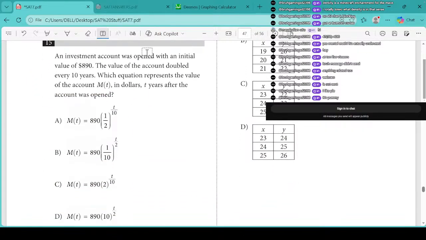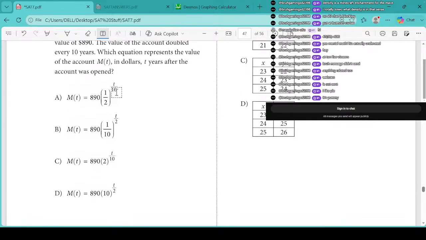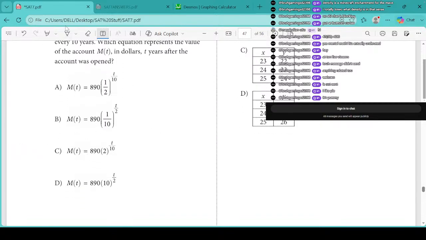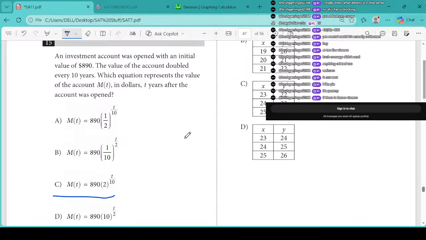An investment account was opened with an initial value of 890, and the value of the account doubled every 10 years. Oh no. Right off the bat, I can tell you it's C, because I hate exponential questions. Anyways, let's just break this down.